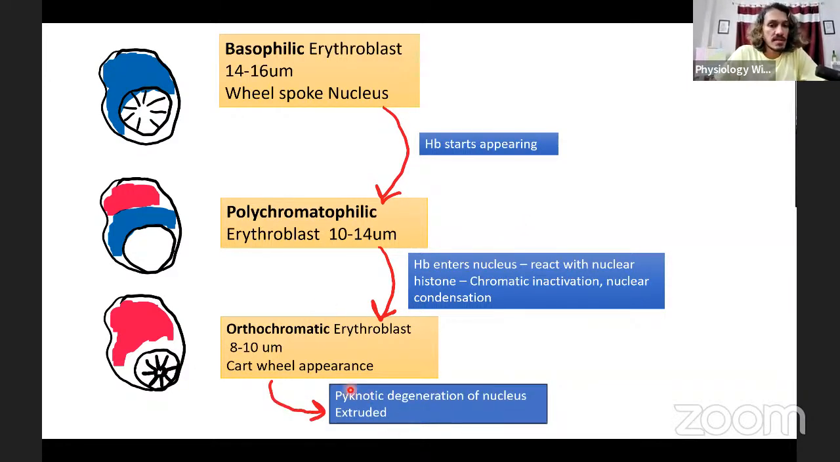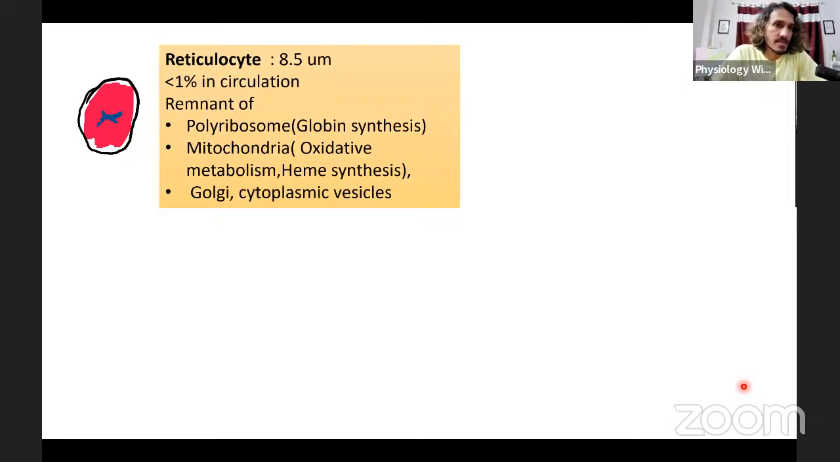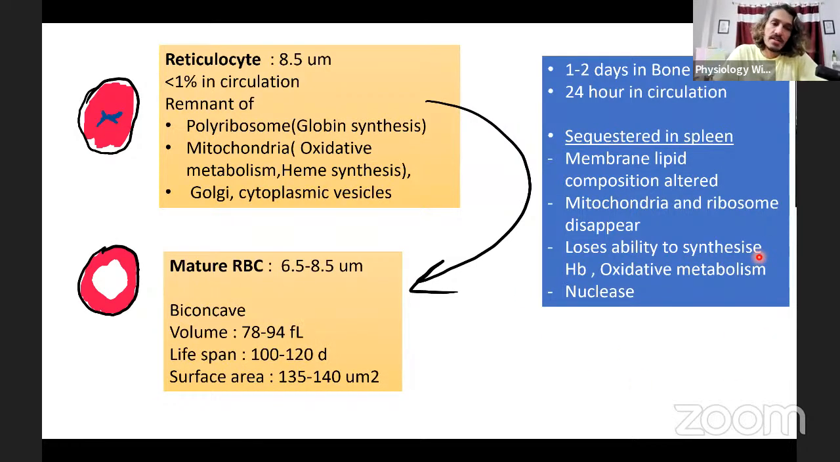And then this nucleus is extruded out, resulting in your reticulocyte, which has some remnants. These remnants include your ribosomes and mitochondria, some parts of Golgi, and cytoplasmic vesicles. Now, it stays in the bone marrow for 1 to 2 days and 24 hours in circulation, and eventually it gets sequestrated in the spleen, where a series of changes happens. And finally, a mature RBC is formed.